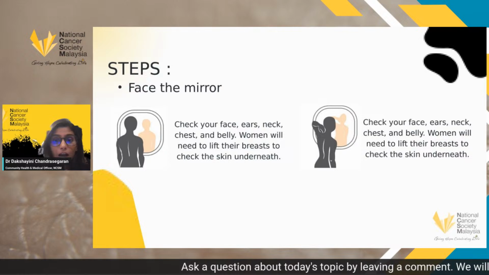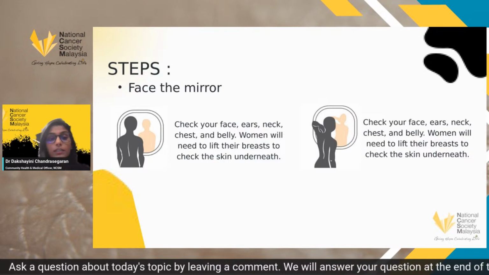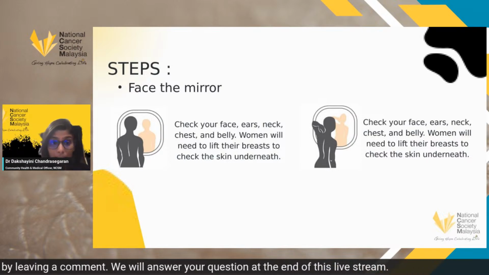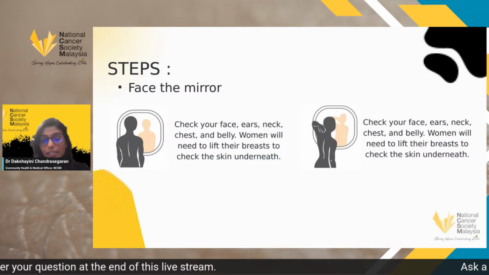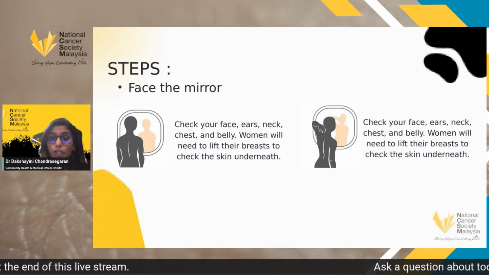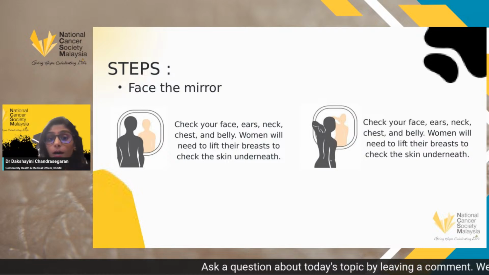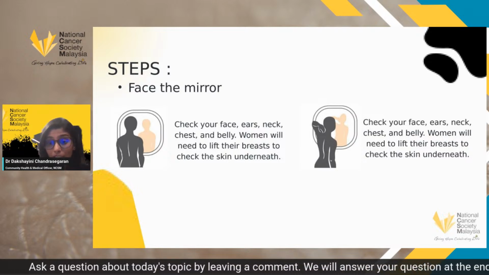So how you would perform your self-examination: first, stand in front of the mirror. You would start with checking your face, your ears, your neck, your chest, and belly. And for women, you would need to lift your breasts and also check the skin underneath. Then you would check under your arms, both sides of your arms, the tops of your palms and of your hands, and between your fingers and also under your fingernails.